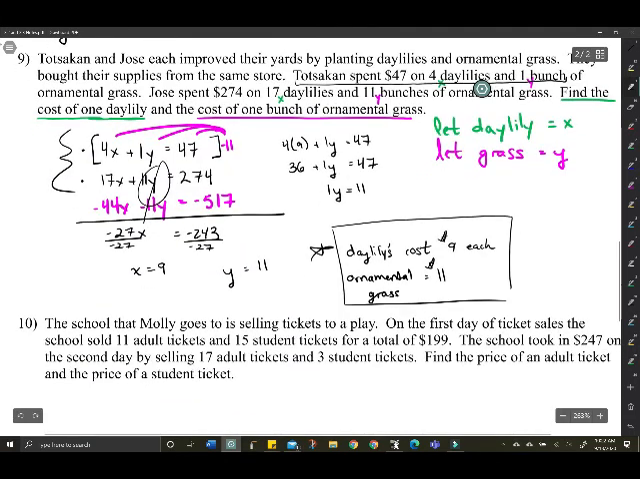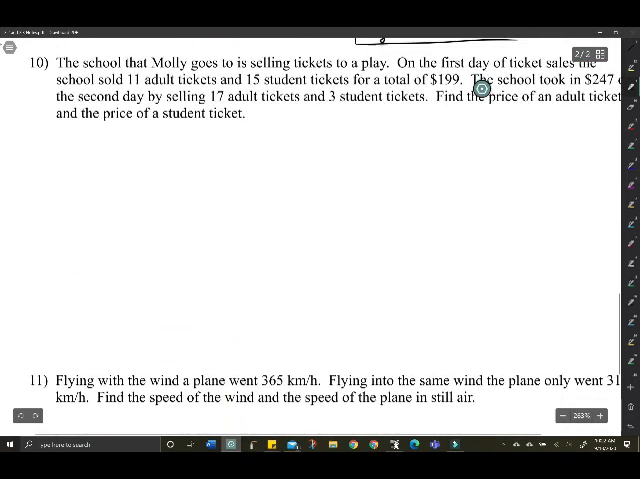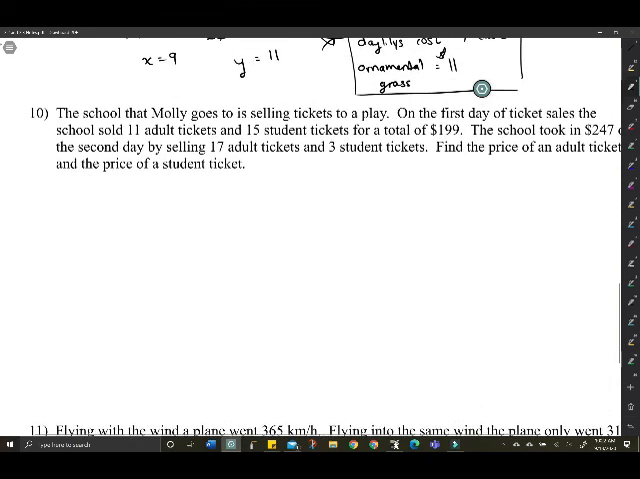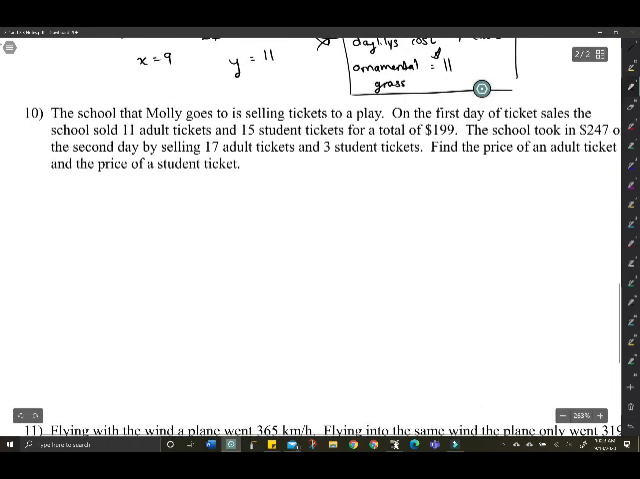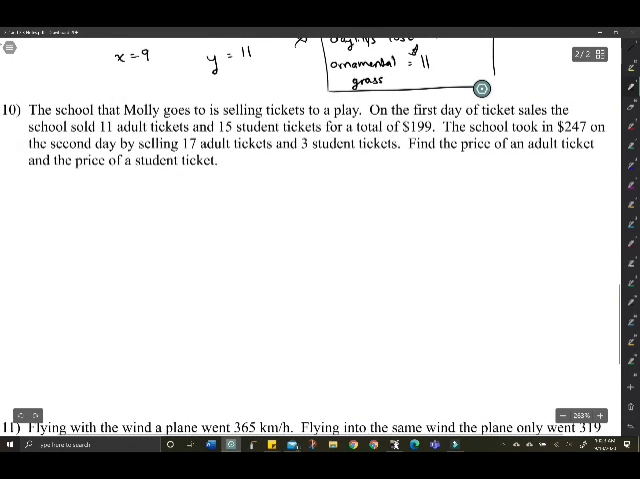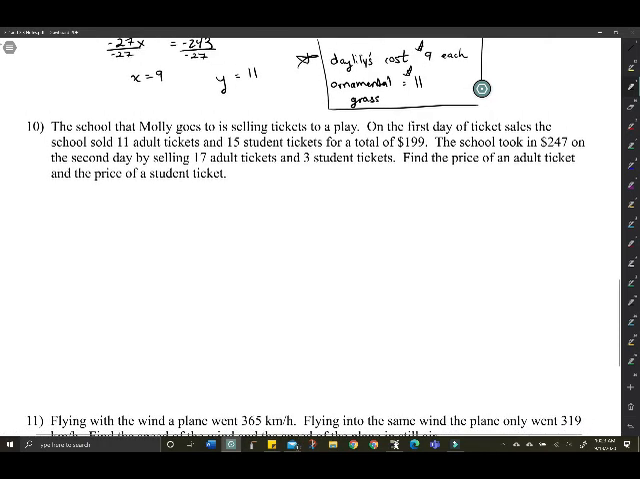Let's look at another one here. The school that Molly goes to is selling tickets to a play. On the first day, the school sold 11 adult tickets and 15 student tickets for a total of $199. The school took in $247 on the second day, from 17 adult and 3 student tickets. Find the price of an adult ticket. So adults will be X, and students will be Y. And it's very similar to the one above.